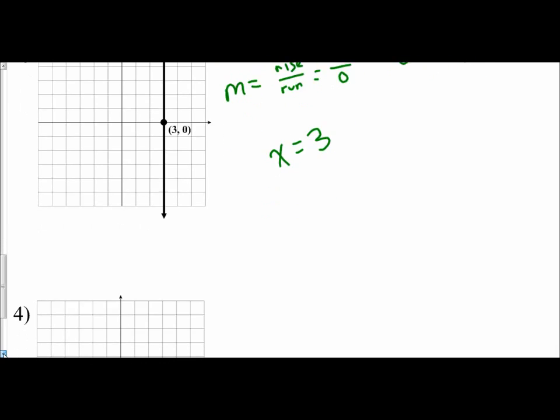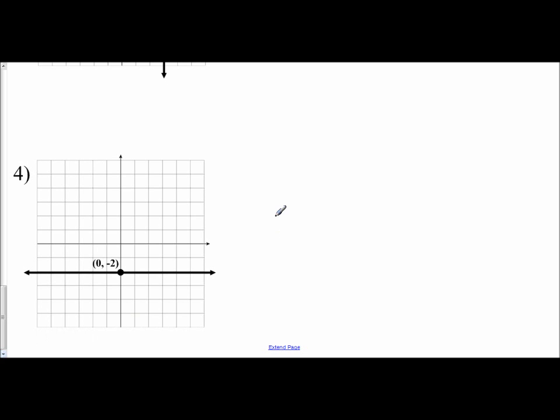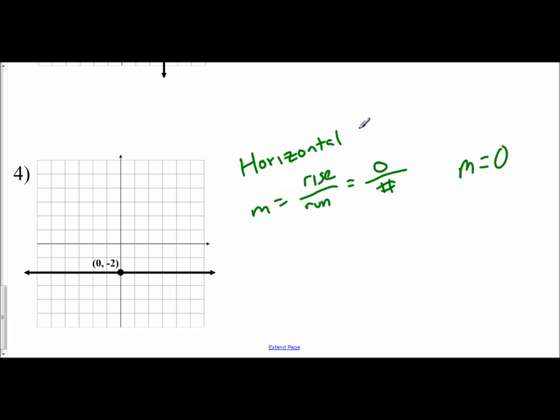The same goes with example 4 in a way, except example 4 is a horizontal line. And so the slope of a horizontal line, slope being rise over run, change in y over change in x, you're always going to have a run. It's a horizontal movement, but there is no rise to it. So 0 divided by any number is 0. And so the slope of a horizontal line, as we learned before, is always 0.